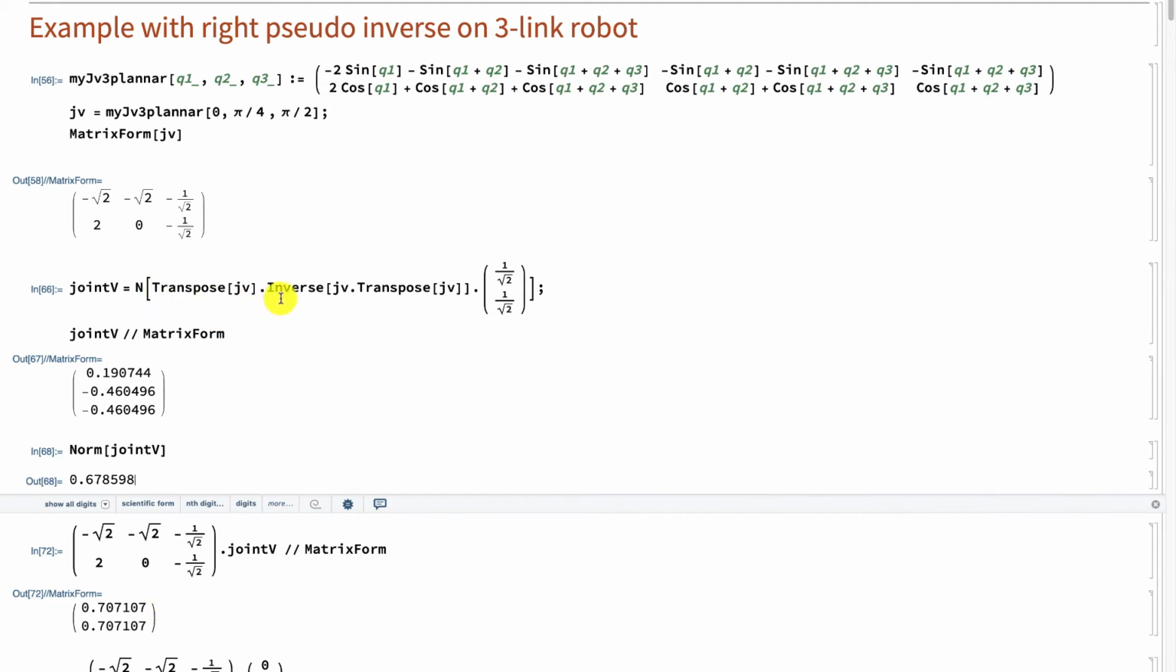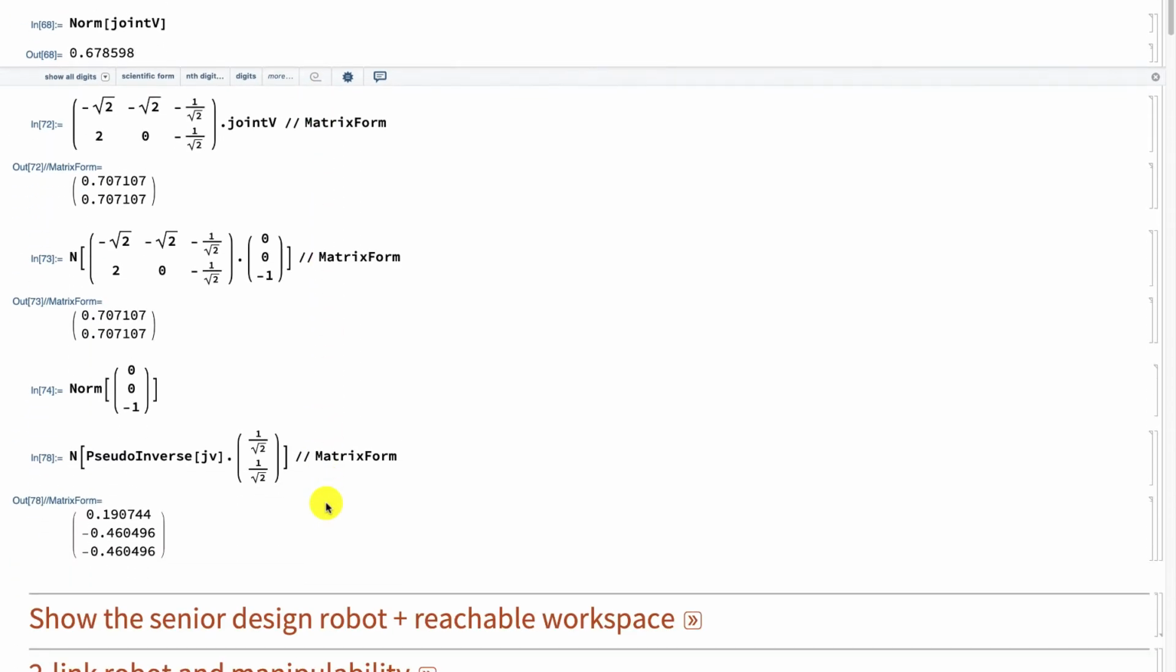This transpose of the matrix times the inverse of the matrix times its transpose is so important that it's built into a bunch of languages. In this case, it's called the pseudo-inverse. So if I just call the function pseudo-inverse of my Jacobian multiplied by the psi that I want, I get exactly that same answer.